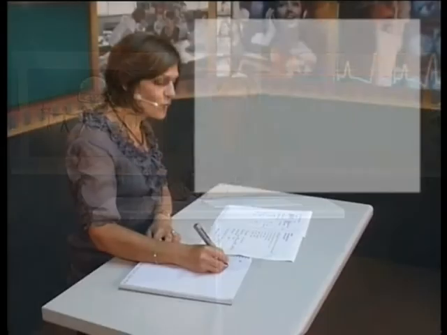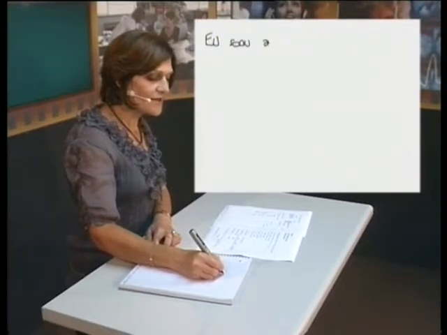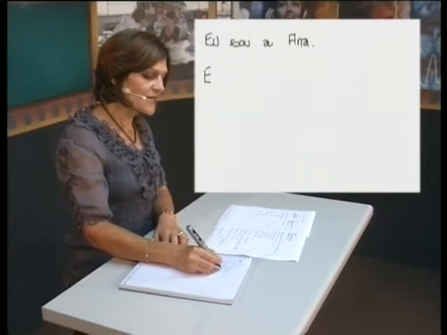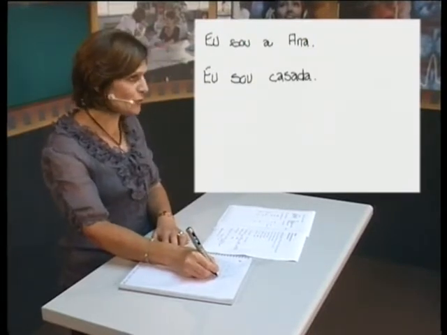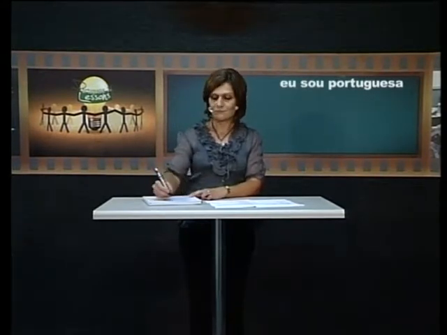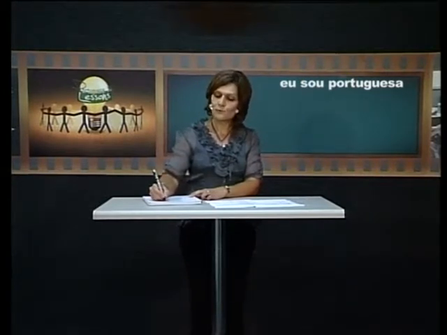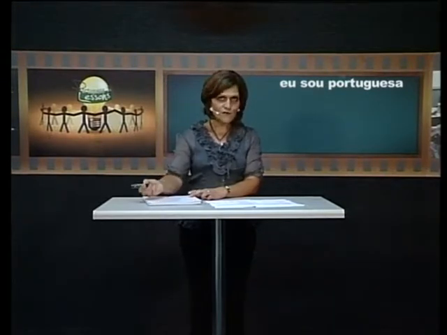You would say, correct, eu sou a Ana. I am Ana. Same as in English. I am Ana. Remember how you said, I am married? How did you say that? I am married, using the verb to be. In Portuguese, correct. You said, eu sou casada. I'm also using the verb to be in Portuguese. Eu sou casada. Remember, for example, how you said, I am Portuguese? That's it. Eu sou portuguesa. Right? Also the verb to be.